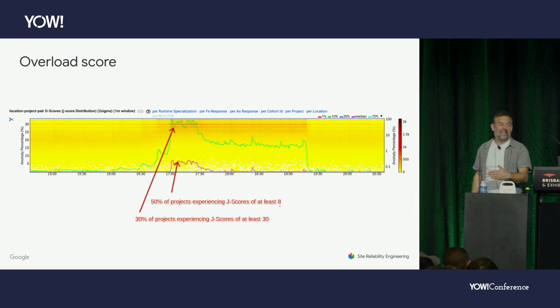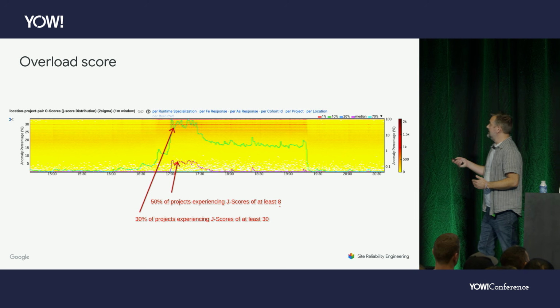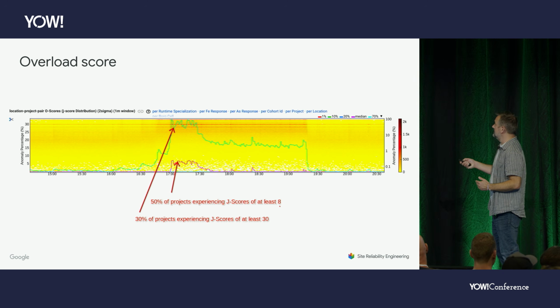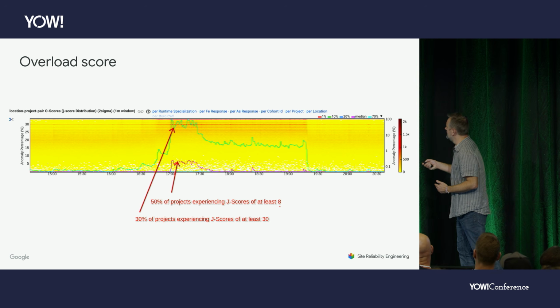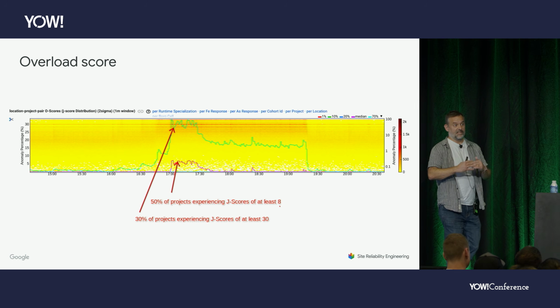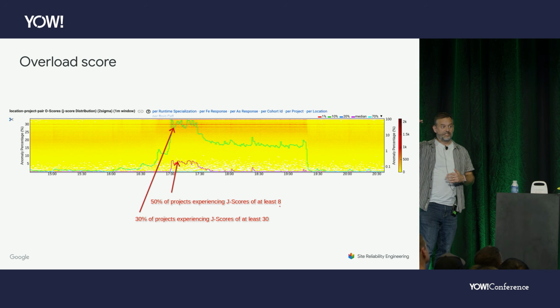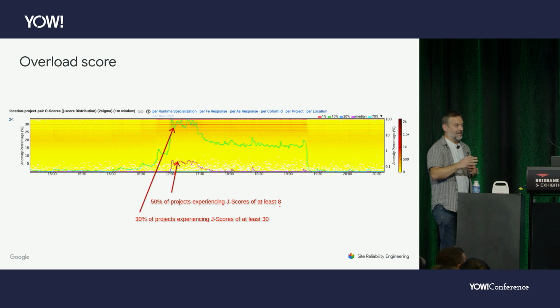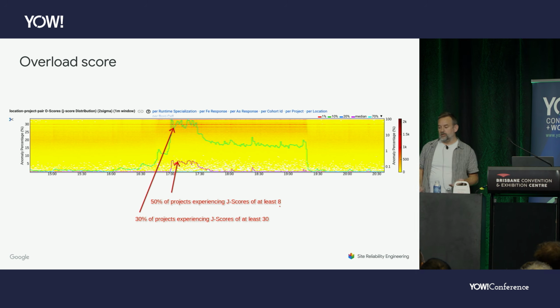are detecting pain. And then we also have this 30th percentile line as well, that 30% of projects are experiencing J-scores of at least 30. So there's a smaller group of projects that are experiencing this really high latency regression. So that's a clear kind of confirmation that we've got a real problem.